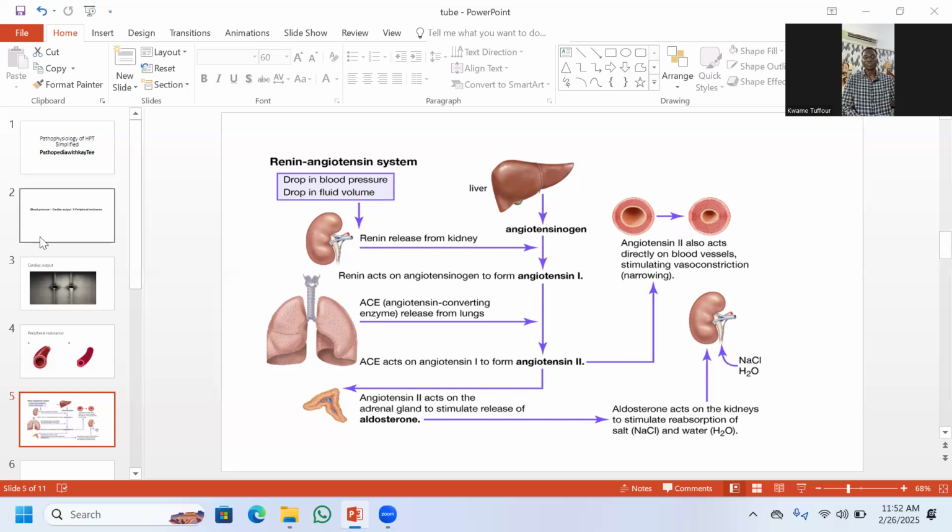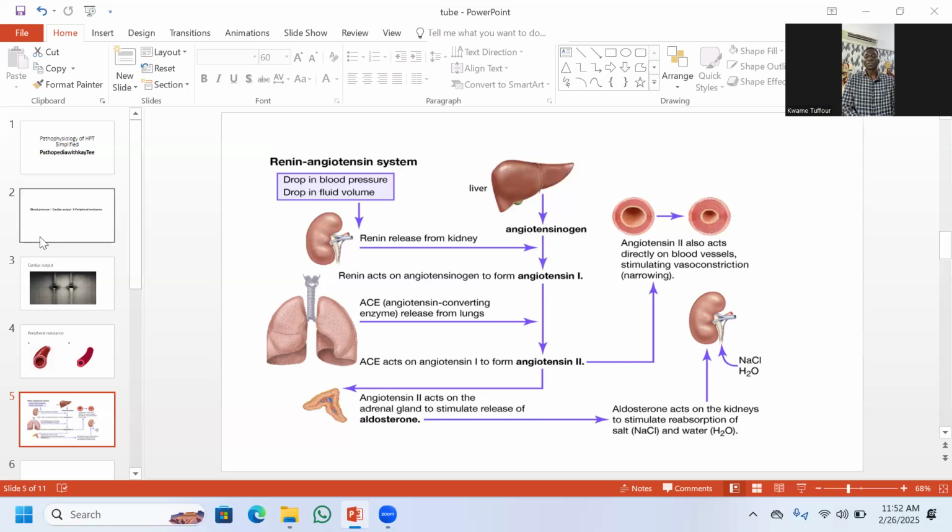So let's move on. The renin-angiotensin-aldosterone system is a system that is always activated whenever the amount of blood flowing to the kidneys is reduced. That is in cases of reduced blood pressure and reduced blood volume, in the case of hypovolemic shock, hypotension, and the rest.